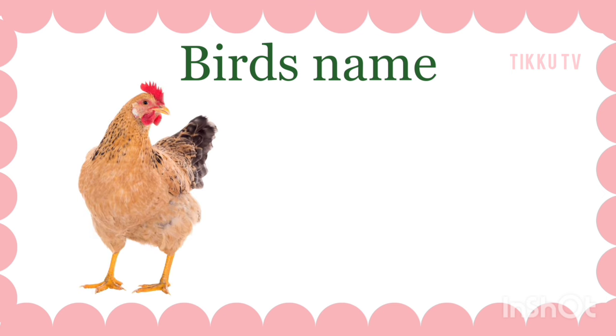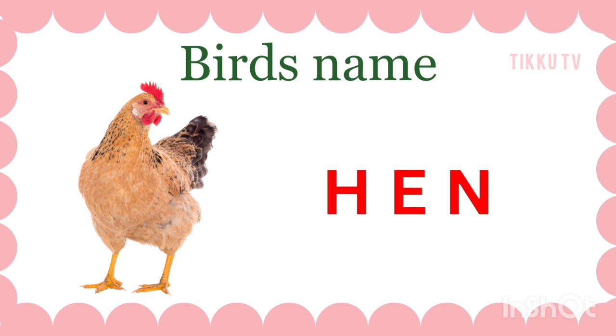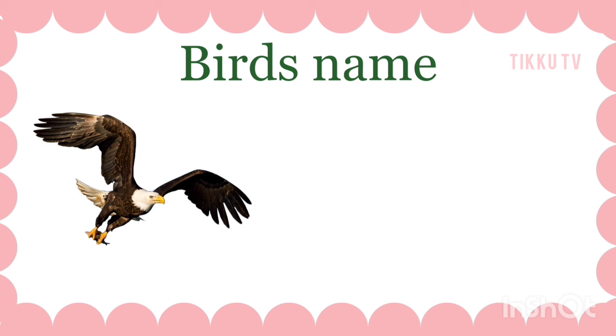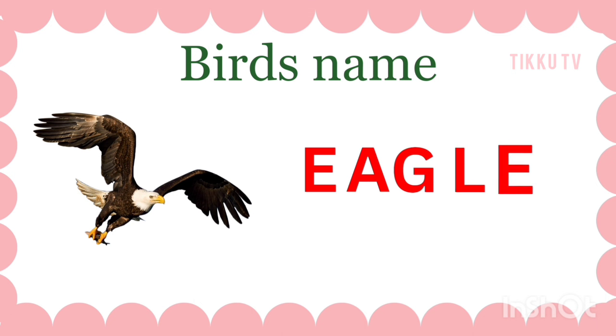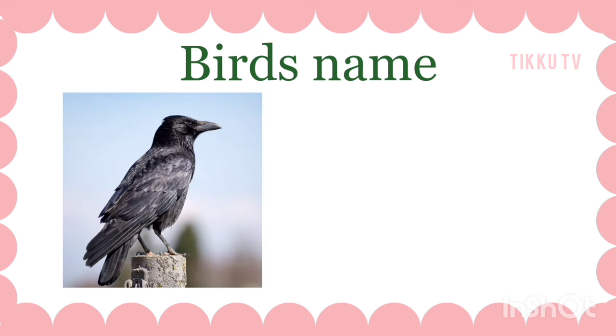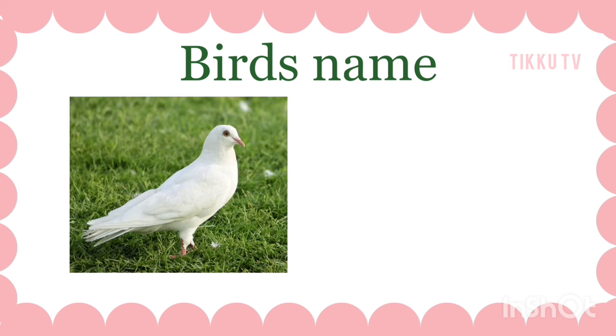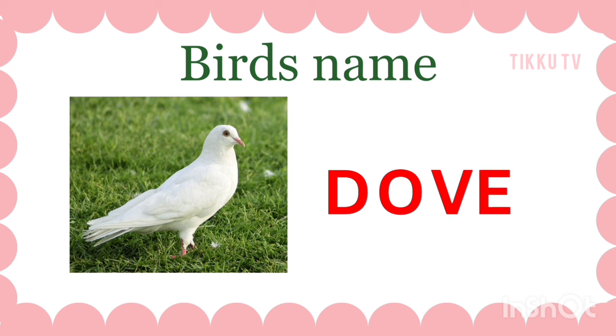Hen. This is a hen. It spells H-E-N. Hen. Eagle. This is an eagle. It spells E-A-G-L-E. Eagle. Crow. This is a crow. It spells C-R-O-W. Crow. Dove. This is a dove. It spells D-O-V-E. Dove.